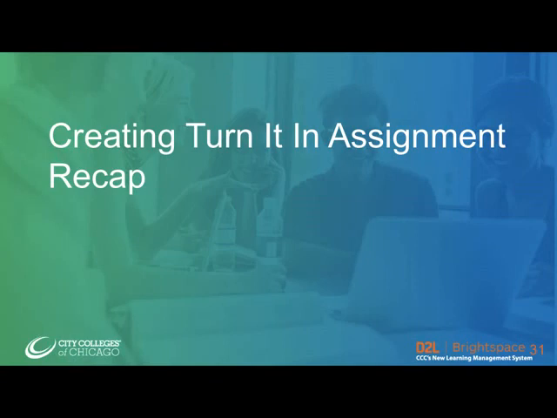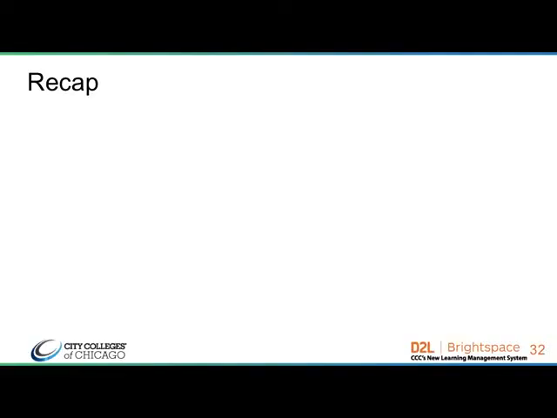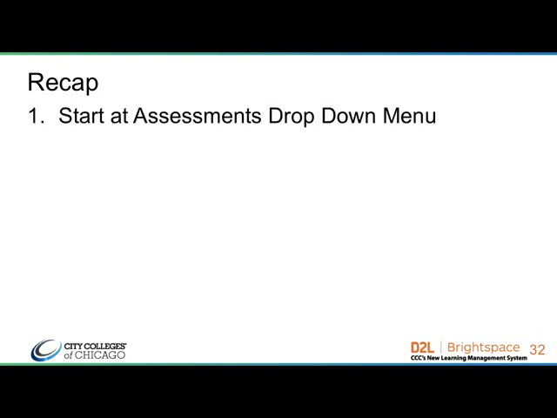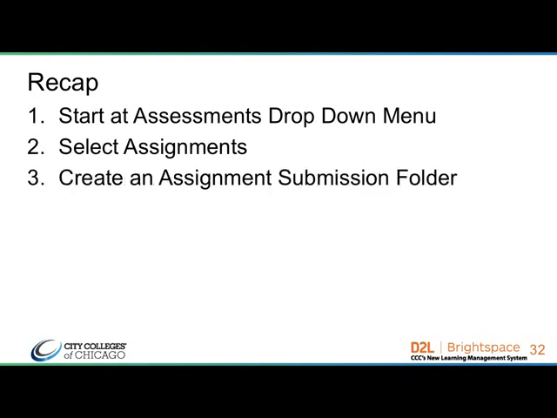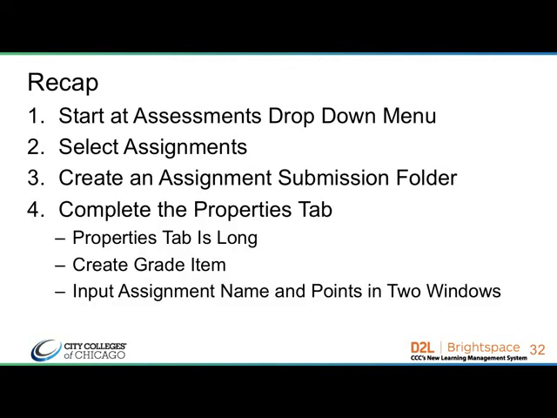Creating a Turnitin assignment recap. Now let's recap the main ideas from this presentation. 1. Start in the Assessments tab of the nav bar. 2. Select Assignments from the drop-down menu. 3. Create an assignment new submission folder. 4. Complete the Properties tab. Remember, that tab is really long. You can create a new grade item directly from this tab.